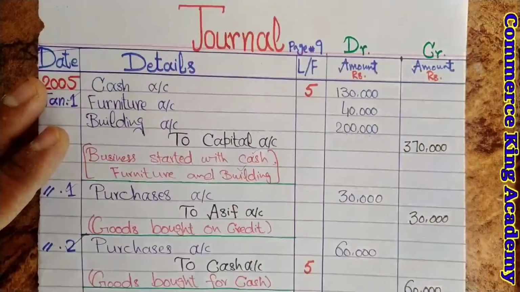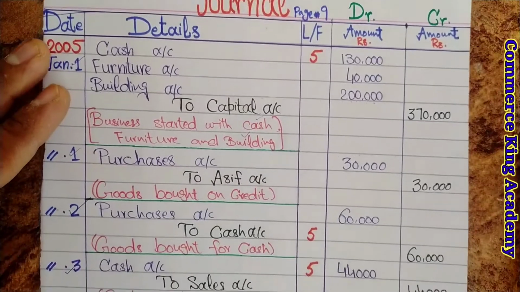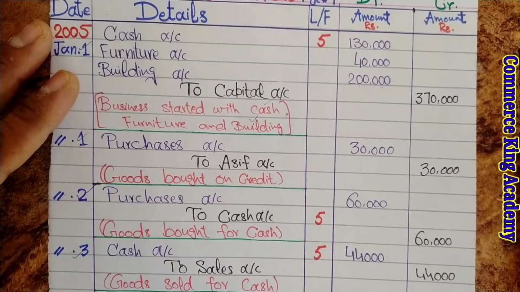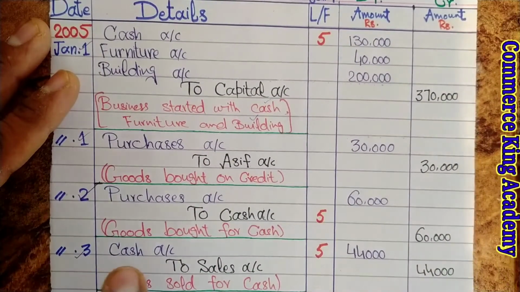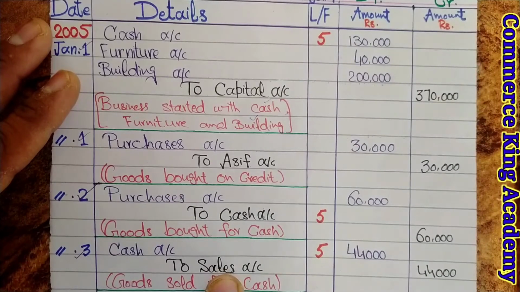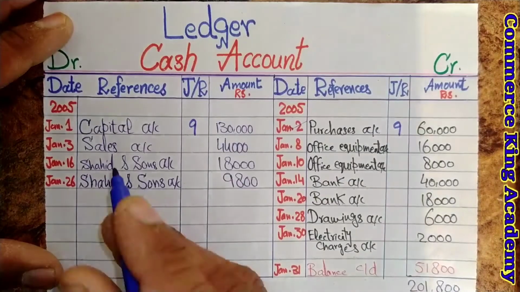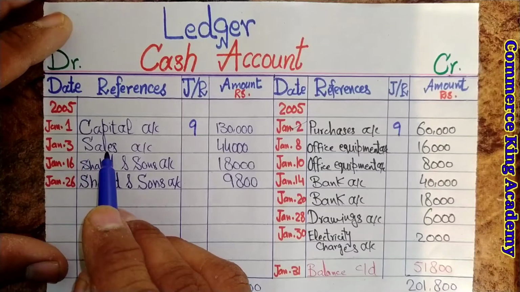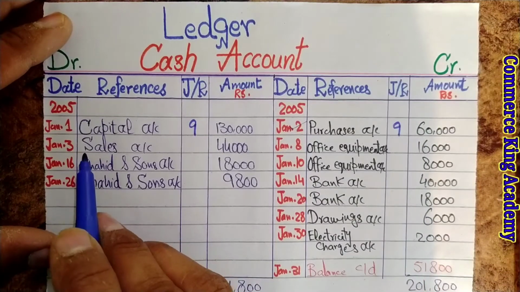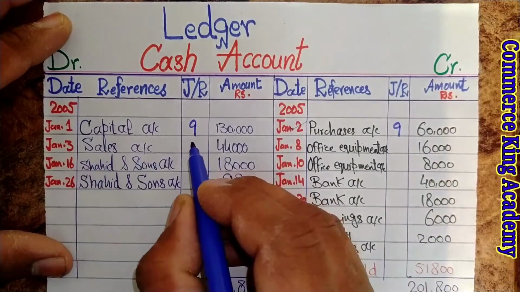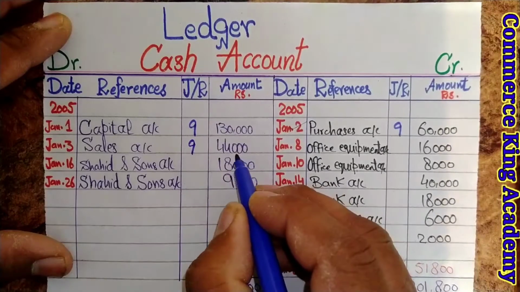Okay, we will search for the next cash account entry. So we found on date Jan 3rd, cash account debit, sales account credit. So cash account debit against sales. We will write here the opposite entry name, sales account, and also write journal reference number 9, 44,000 rupees.